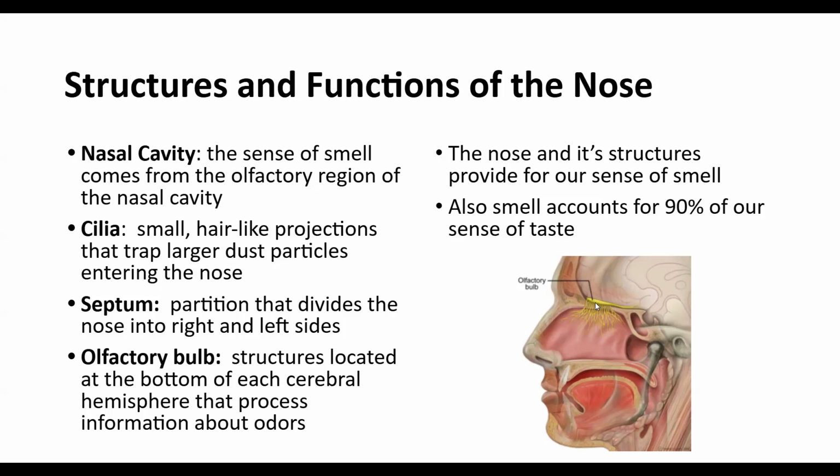And then here you have your olfactory bulb. This is a structure located at the bottom of each cerebral hemisphere that processes information about odors. So the smell would enter in here, and that olfactory bulb is going to generate that smell, see what it is, and then send it to the brain. The nose structure itself provides our sense of smell, but it also accounts for 90% of our sense of taste. So we taste really how we smell it.